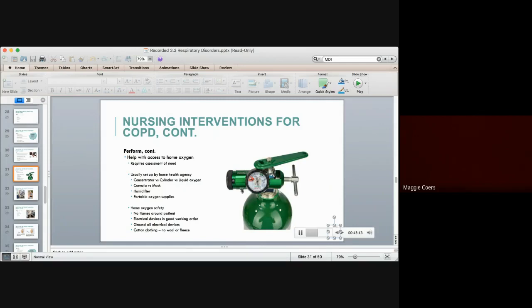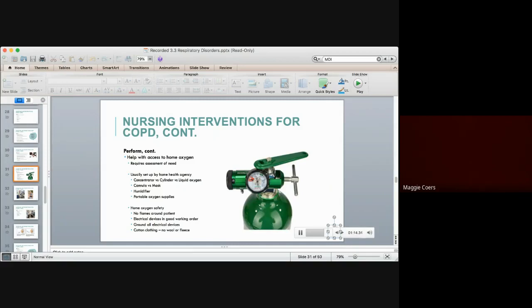And home O2 is usually set up by the home healthcare agencies. They'll drop off stuff at the patient's house. They'll use like a concentrator. In the picture is an example of a cylinder or liquid oxygen. The home O2 company will also drop off and deliver devices like the cannulas and portable oxygen supplies so the patient can leave their home.